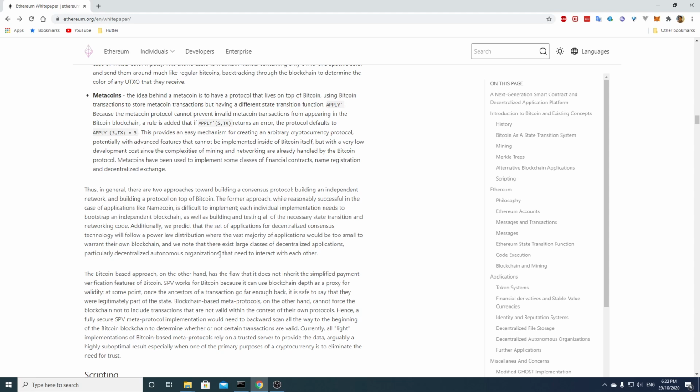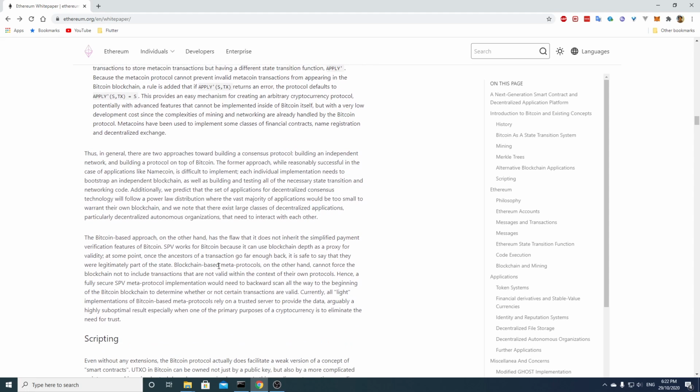And we know that there exist large classes of decentralized applications, particularly decentralized autonomous organizations, that need to interact with each other. So that's the prediction, that basically it would be too costly to secure your network. All this proof of work costs some money, and if your network is not worth securing, then there will not be enough participant miners incentivized to protect your network. So they think that they're going to disappear. Basically, they will be too small and then too insecure.